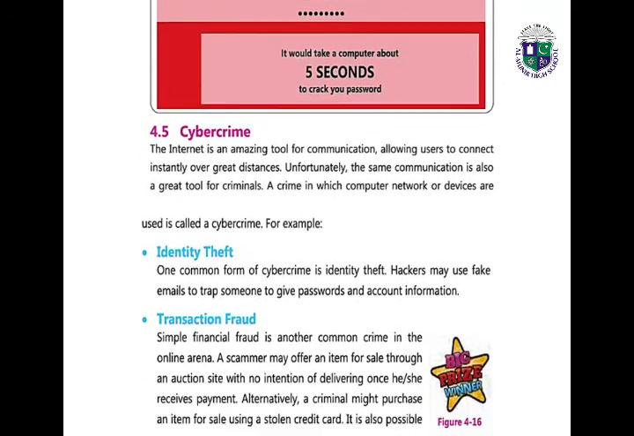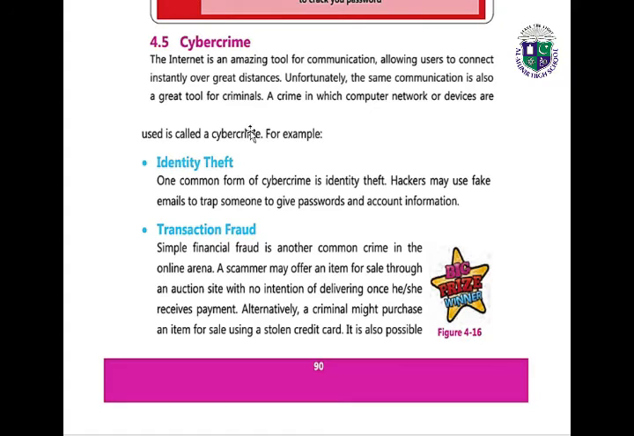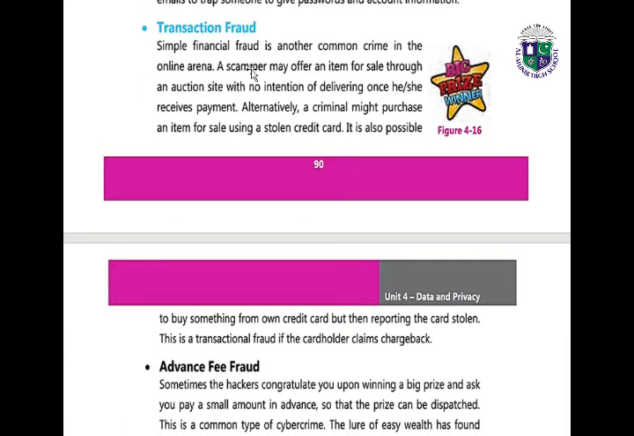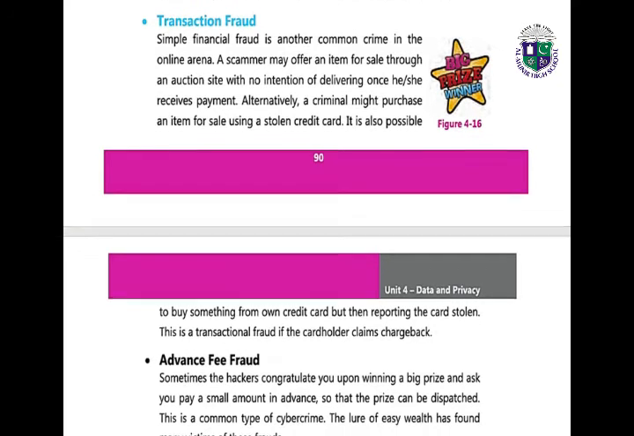Next, our topic is cybercrime. A crime in which a computer network or devices are used is called cybercrime. For example, through cybercrime we can steal identities, emails, accounts, passwords, and commit transaction fraud. I told you in the above topic about transaction fraud. Some simple financial fraud is another common crime in the online arena.